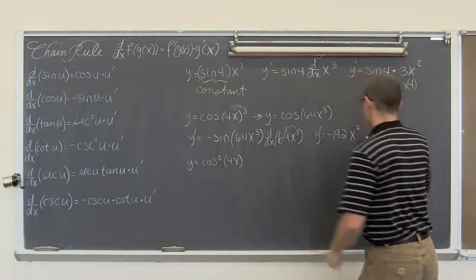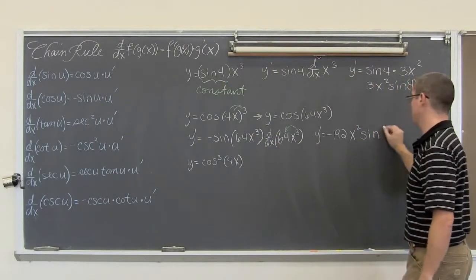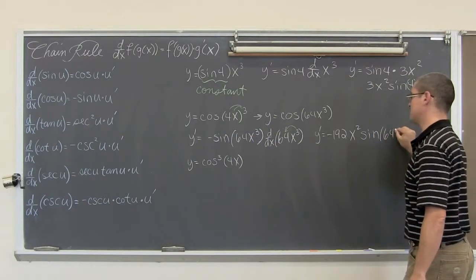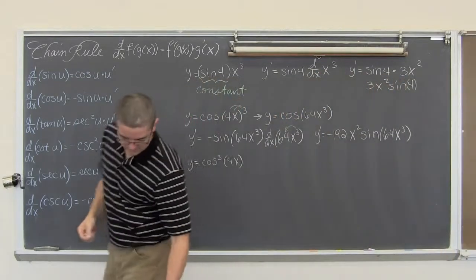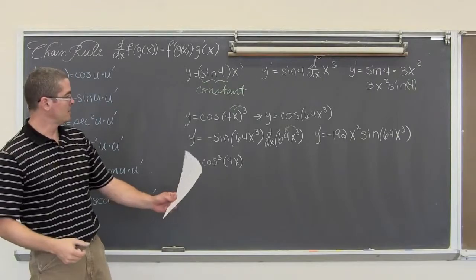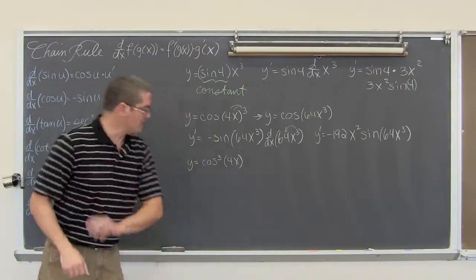Let's just take the sine of 64x cubed and stick it at the end there. All right? So, make sure I didn't do something silly. Perfect. All right. Moving on to the next example.